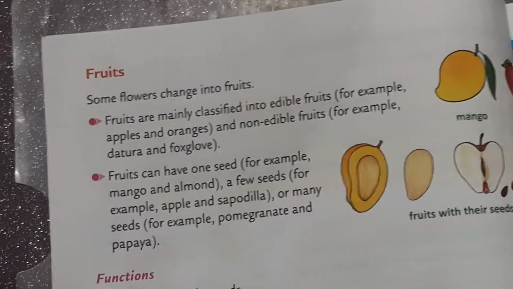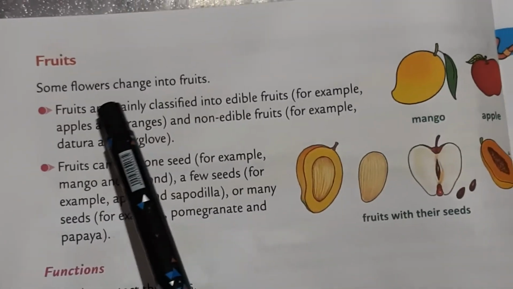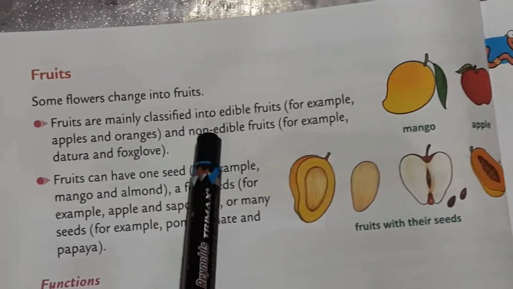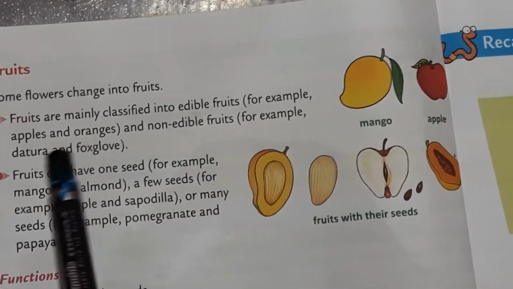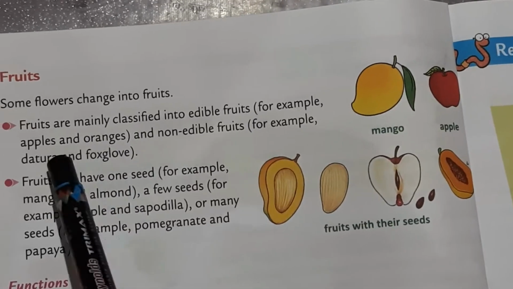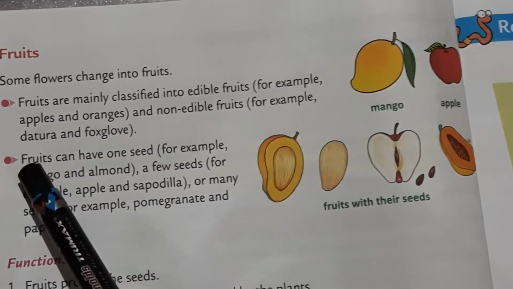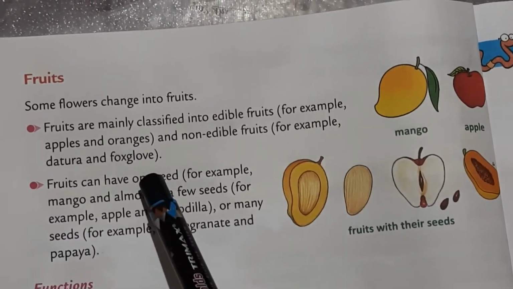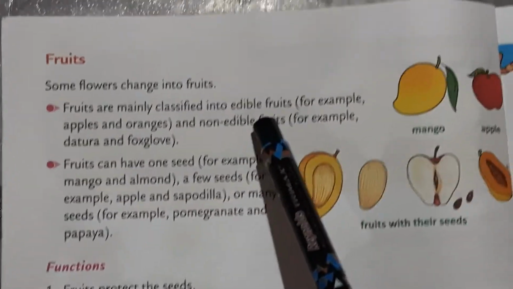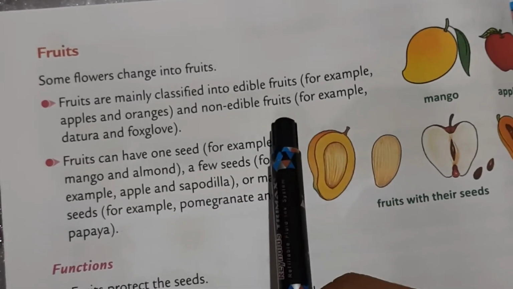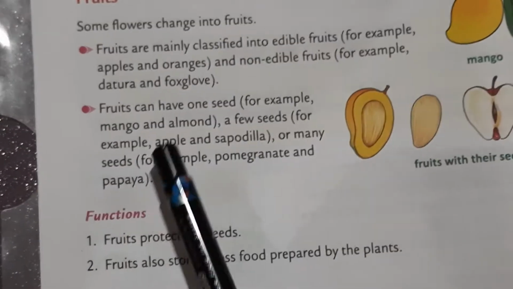The next part of the plant is fruit. Some flowers change into fruits. Fruits are mainly classified into edible fruits, for example, apples and oranges, and non-edible fruits, for example, datura and foxglove. Edible fruits means which can be eaten. Non-edible fruits are fruits which cannot be eaten.